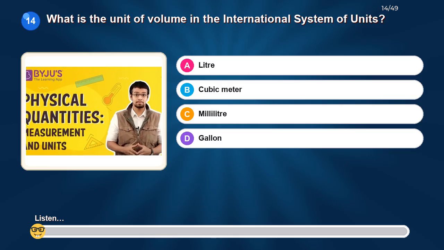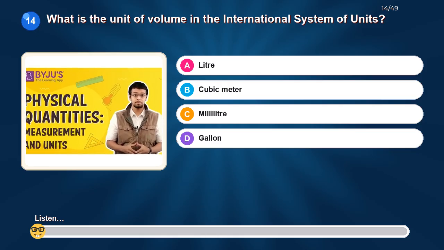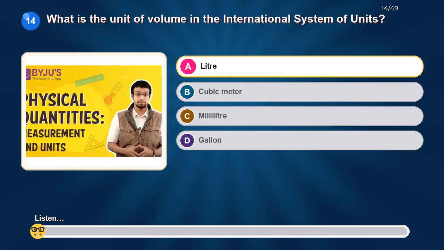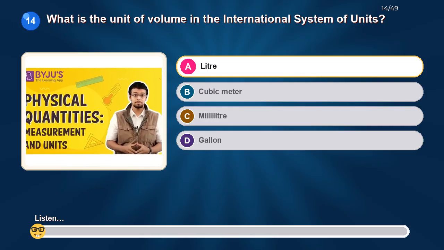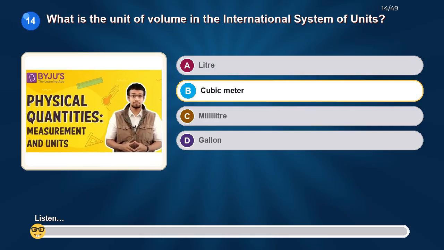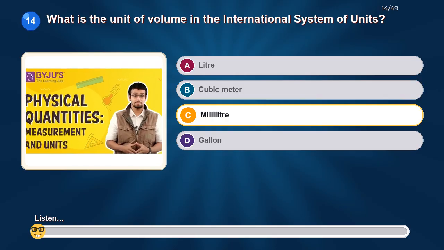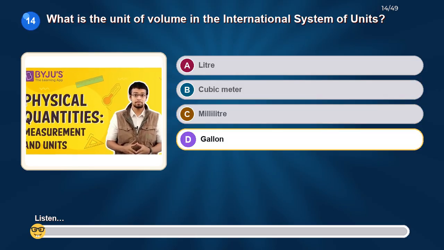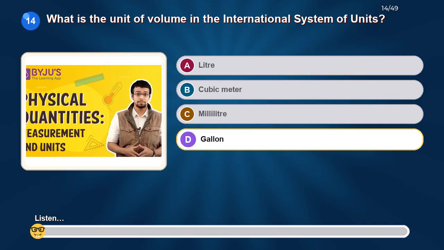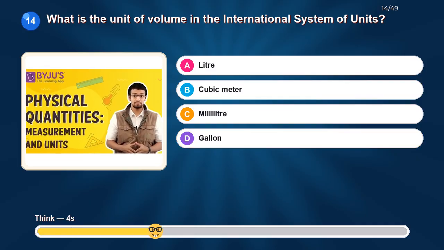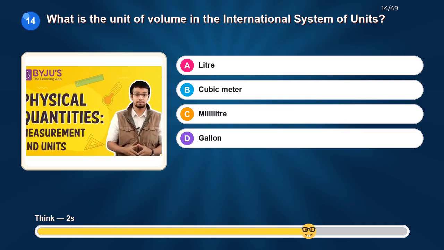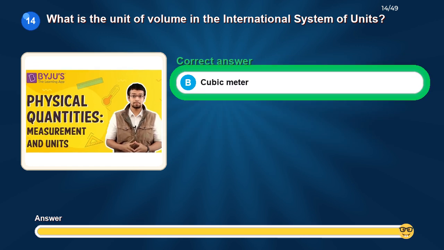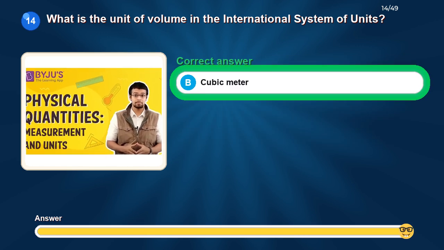What is the unit of volume in the International System of Units? Option A, liter. Option B, cubic meter. Option C, milliliter. Option D, a gallon. The correct answer is cubic meter.